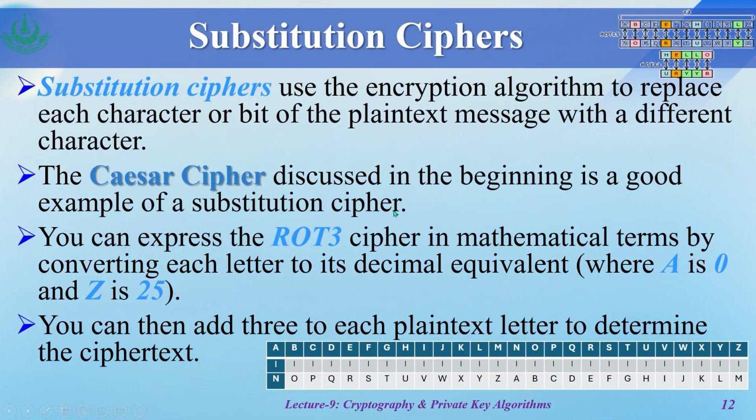Substitution ciphers use an encryption algorithm to replace each character or bit of the plain text message with a different character. The Caesar cipher, discussed earlier in the beginning of this lecture, is an example of a substitution cipher. ROT3 is expressed by the Caesar cipher in mathematical terms by converting each letter to its decimal equivalent, A to 0 and Z to 25. You can then add 3 to each plain text letter to determine the cipher text.